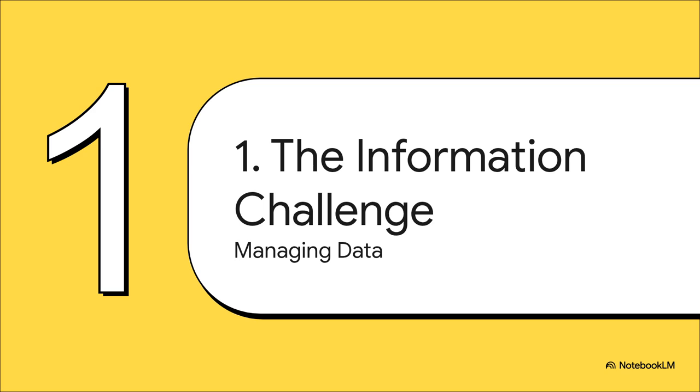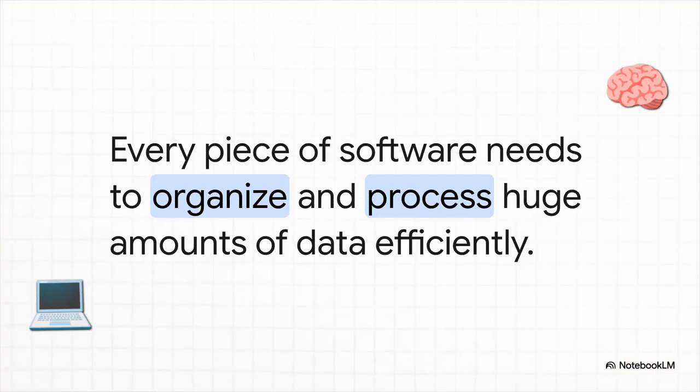We can just call it the information challenge. At the end of the day, almost all modern software is really about one thing: how to handle an unbelievable amount of information and do it as fast as humanly, or computationally, possible. And this right here, this is the central problem. I mean, think about it. Your social media feed, a quick Google search, even a simple transaction at your bank. If you get the organization and the processing wrong, you end up with slow, buggy, and super frustrating software. But if you get it right, everything feels snappy, seamless, and just instant.